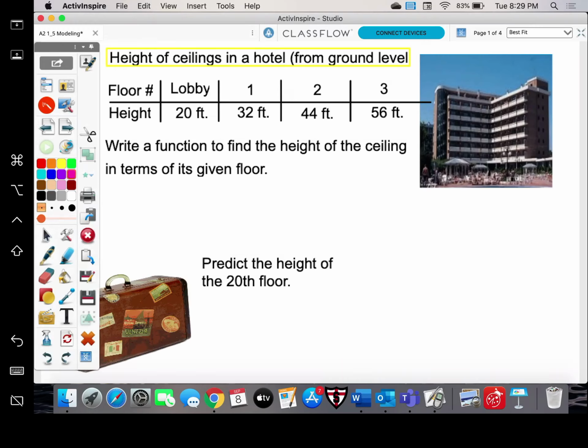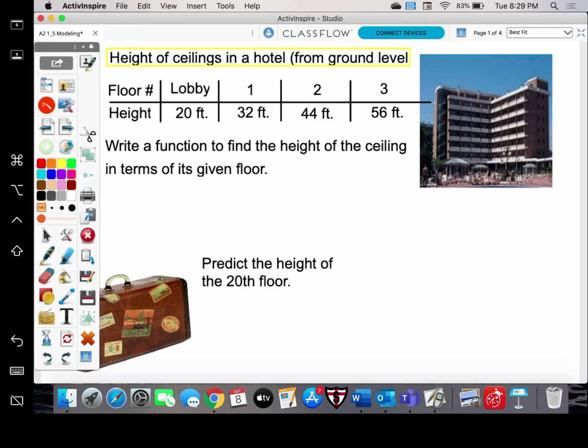So let's just start with this hotel here. We are given a table of values that says it's the height of the ceilings in a hotel from the ground level. Okay, so the lobby ceiling is 20 feet high from the ground. The first floor has 32 feet as its height. Second floor will be at 44, and so on, as you can see.